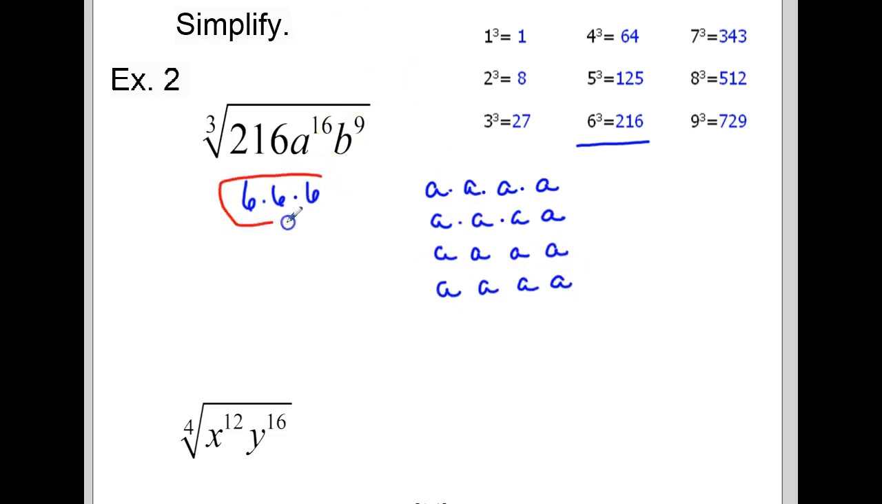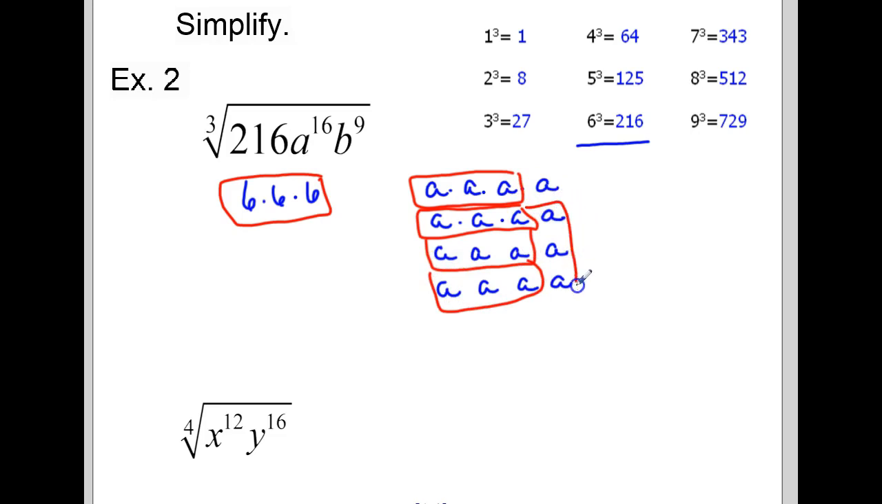So there's my one group of 3 A's. I'm going to look for A's in groups of 3. There's one set of 3, 2 sets, 3 sets, 4 sets, 5 sets. So I can take out 5 sets of A, which gives me an A to the 5th. So let's take care of this 6. Let's take care of an A to the 5th.